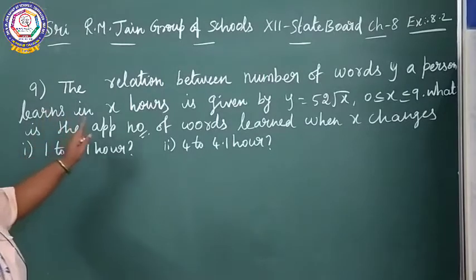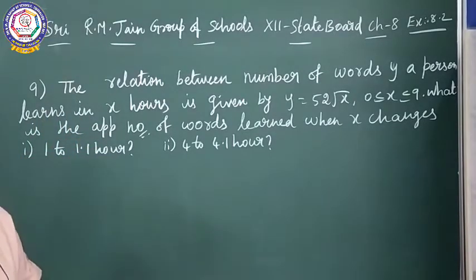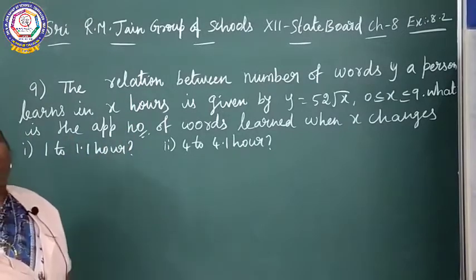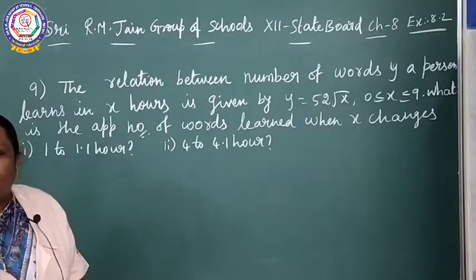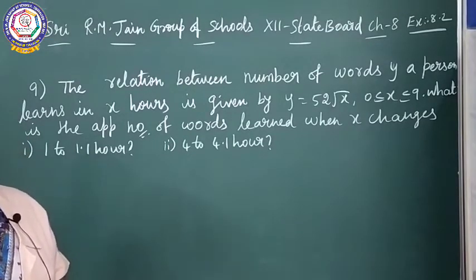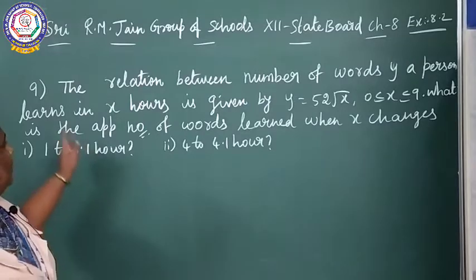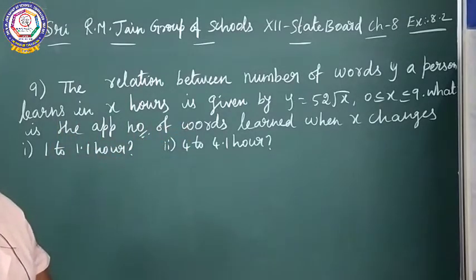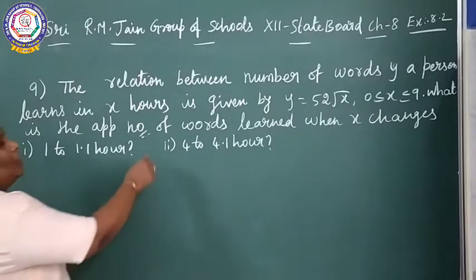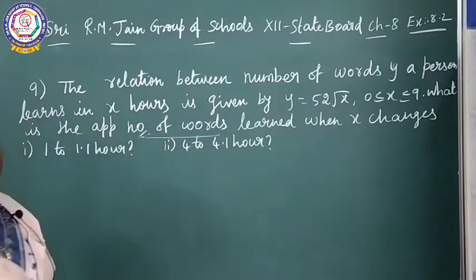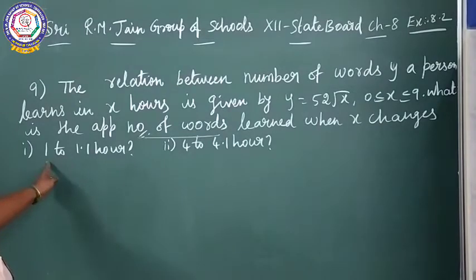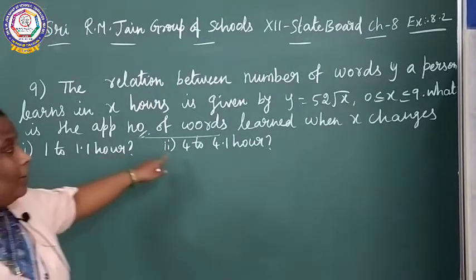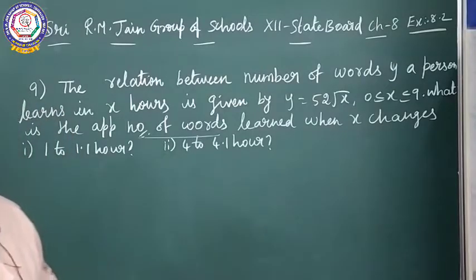Now the ninth sum: the relation between the number of words y a person learns in x hours is given by y equals 52 root x. Here y is the number of words and x is the number of hours a person is learning, for 0 less than or equal to x less than or equal to 9, a closed interval from 0 to 9. What is the approximate number of words learned when x changes from 1 to 1.1 hours and from 4 to 4.1 hours?